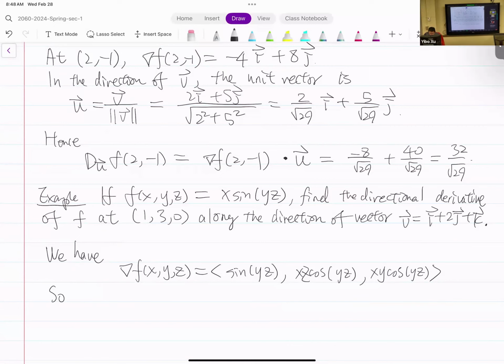So evaluate at the point (1, 3, 0), and we realize that z is 0. So the first component and the second component are all zeros, because z is here, and z is also here. The only non-zero entry is x times y times cosine of yz. xy gives you a 3, and then cosine of 0 is a 1.